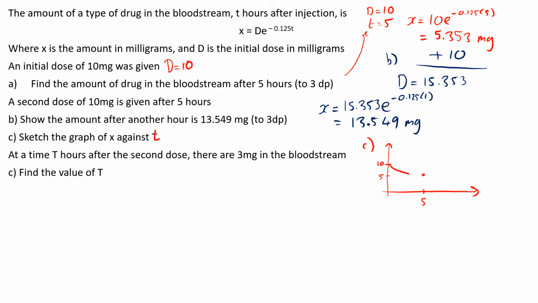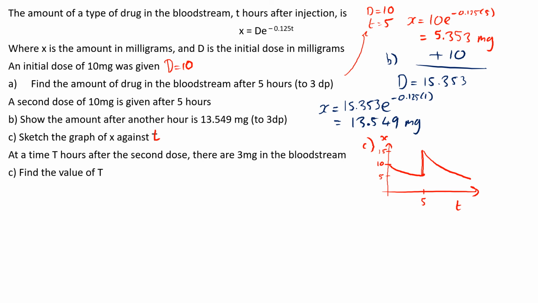So we'll have an exponential decrease. And then obviously this will now go up to about 15 milligrams, so we'll just have a vertical line going up to there. And then we'll have another exponential decrease. So roughly speaking, that's what our graph would resemble. It's an exponential decay, then a sharp jump, and another exponential decay.